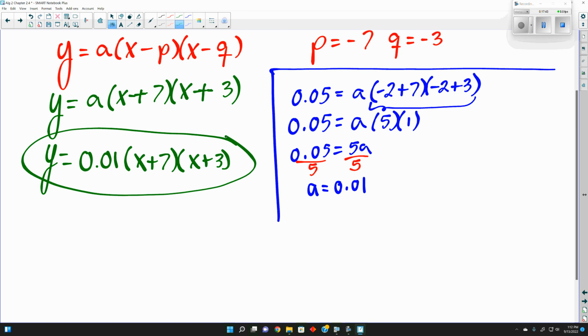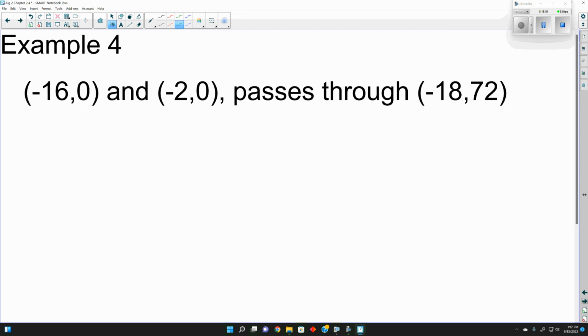Let's do at least one more of these, because I think it'll be good to look at one more. Now, looking at this one here, which one are we using? Which form? X-intercept, yes? Now, they didn't tell us that we had 2 x-intercepts.